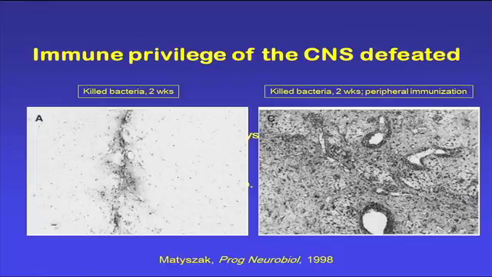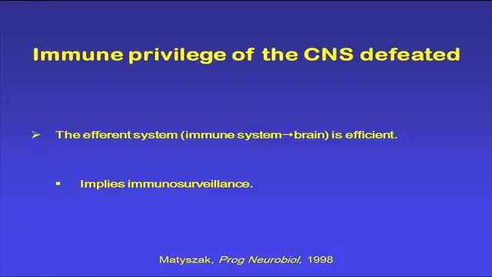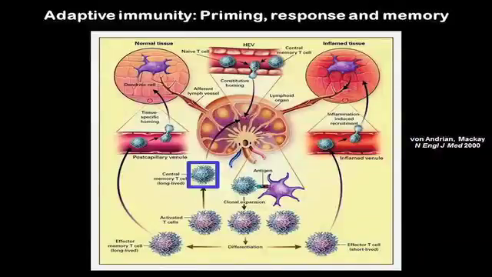So this gives us a lesson. The efferent system, by which the immune system finds something in the brain once it's been notified, is quite efficient. This means there must be a process of immune surveillance of the brain. So how does that work? Basically, what we're looking for is the central memory T cell of the brain. What is the central memory T cell that keeps track of what's going on in the brain, and how does it do that?